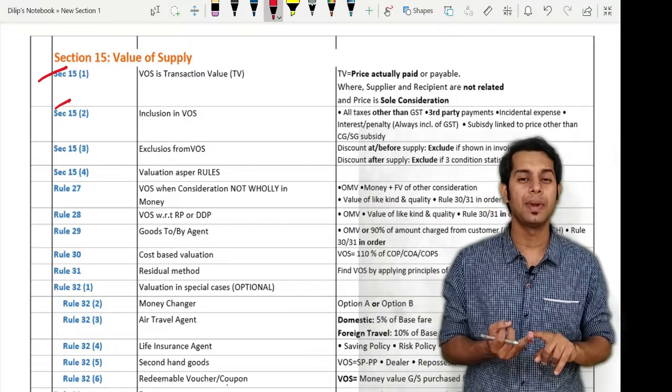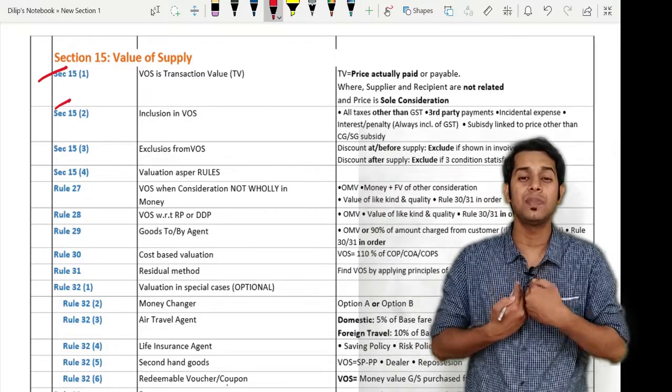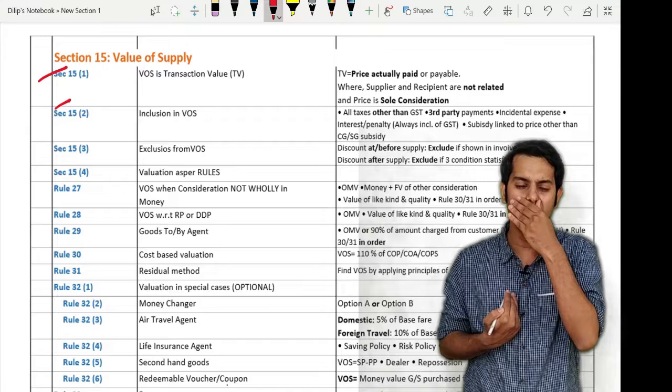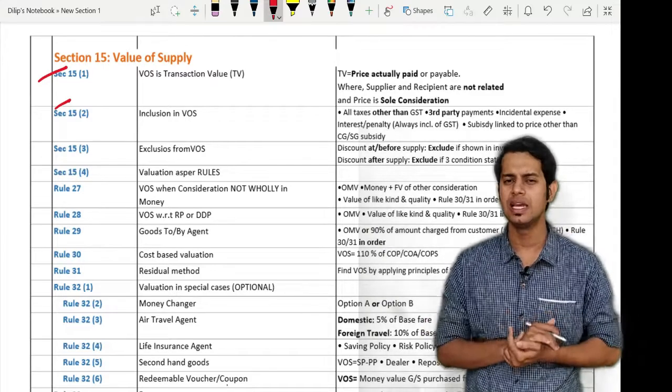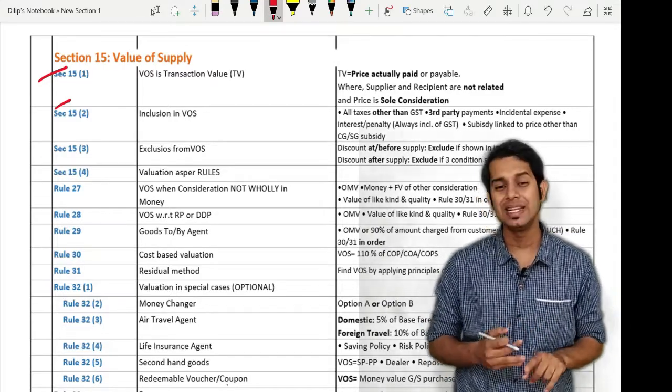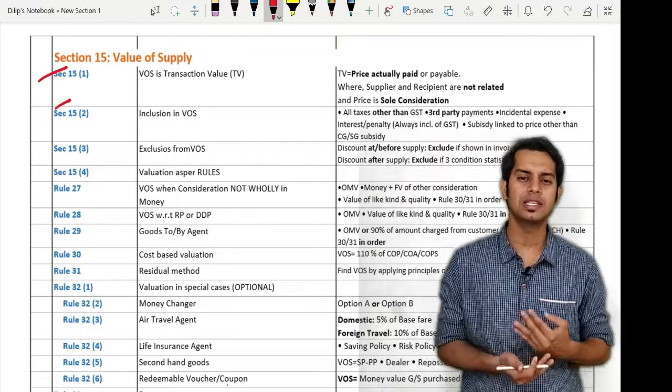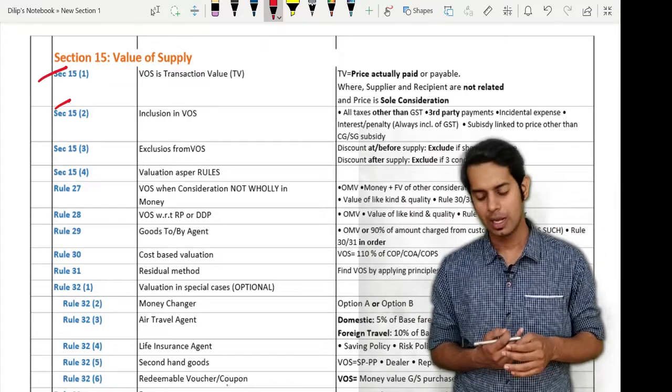Then third party payment, that is payment which is made by the recipient to the third party which the supplier had to incur. Then incidental expenses, any incidental expenses which you are incurring for making this particular supply.